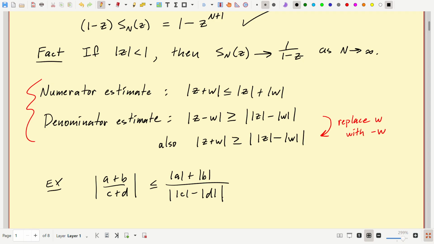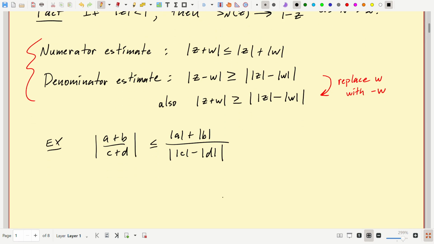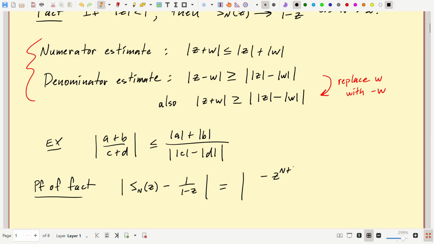And hopefully I'll get something. And that's exactly what I'm going to do here. So the proof of that fact, let's see. I have the partial sum out to n minus what I expect to be the limit. That's equal to the modulus of minus z to the n plus 1 over 1 minus z.